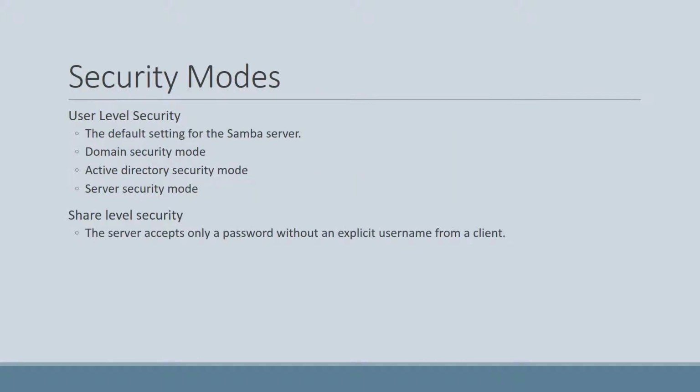Some of the security modes in Samba: the first one is user level security. There are only two types of security modes for Samba, share level and user level, which are correctly known as security levels. Share level security can only be implemented in one way, while user security can be implemented in at least four different ways. User level security.